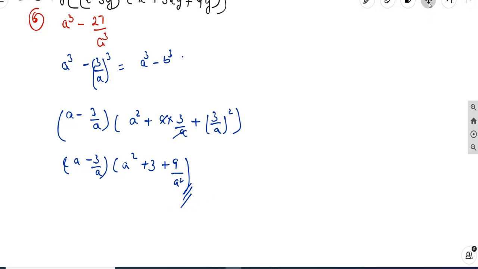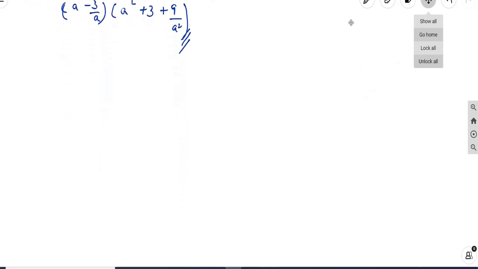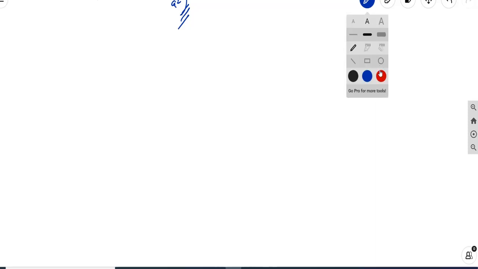So you should know how to put it in the form of cube. Okay, and then you should know the two identities. If you know the two identities, then you can solve this exercise easily. Okay, we'll go for the next problem, number 7.